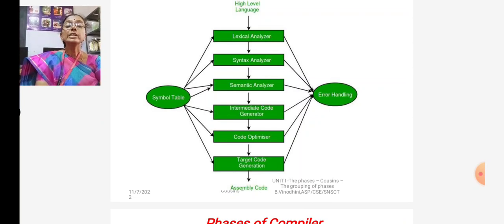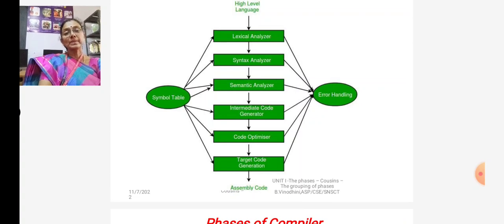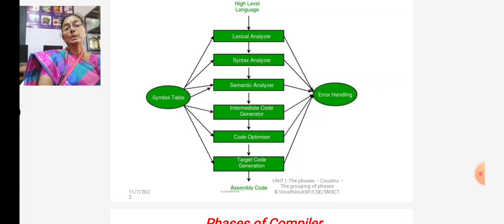Next is the intermediate code generator. It gets the parse tree and produces three address code as output. Next, the code optimizer produces optimized code as output. And finally, we have the code generation phase. The code generation phase gets the optimized code as input and produces assembly-level language programs as output. So these are all the six phases required for our compilation.